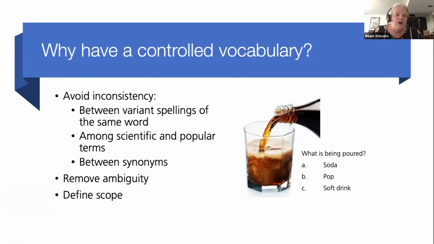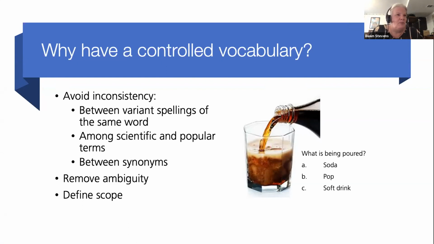So why do we have one? Largely, it's a consistency issue. It is to help our authors in the first place know what our preferred terms are, what words we should be using as we write, taking out any questions about variant spellings or the different types of words. If we look at this image here, what is being poured really depends on what area of the world, or even what area of the United States, you're in.